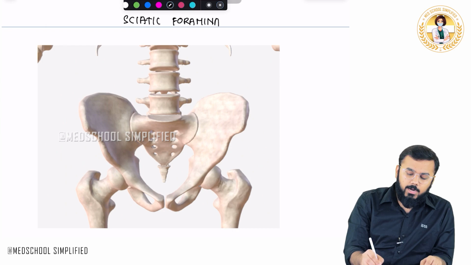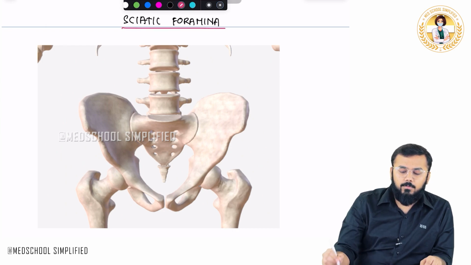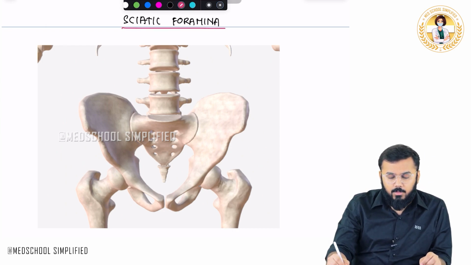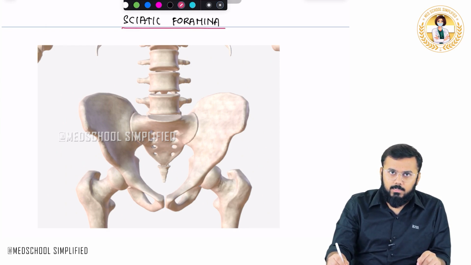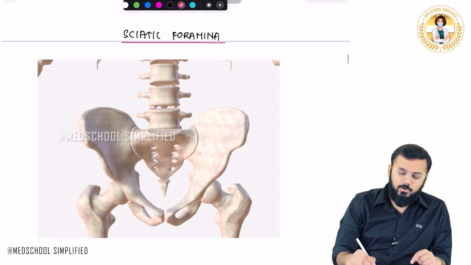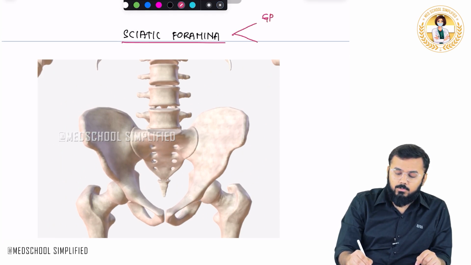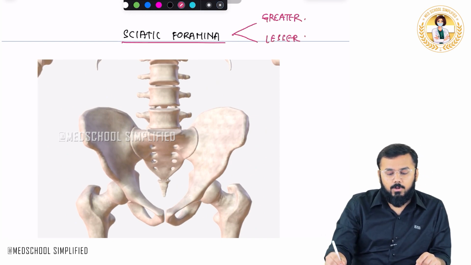Now when it comes to sciatic foramina, all of you know that we have two different types. One is called the greater sciatic foramen, and the other is called the lesser sciatic foramen. So we have two important types, the greater and the lesser.